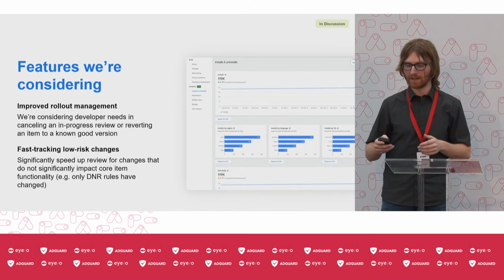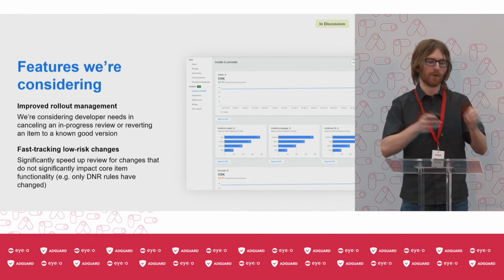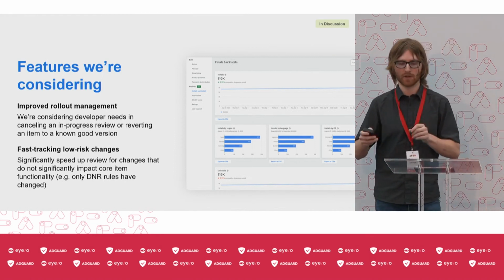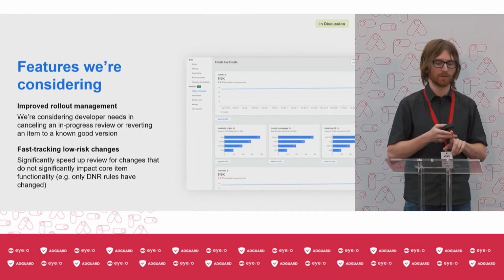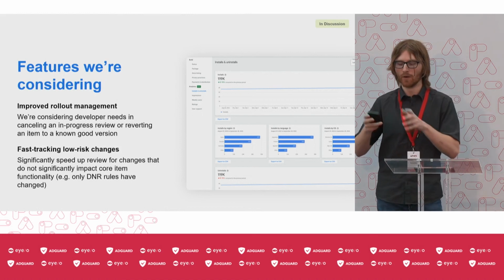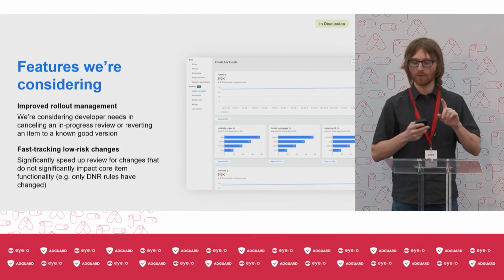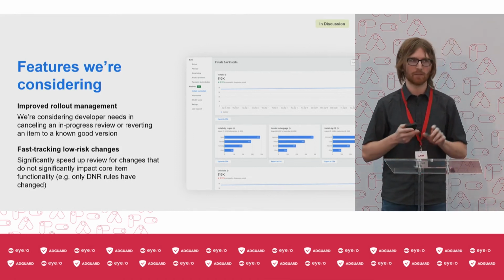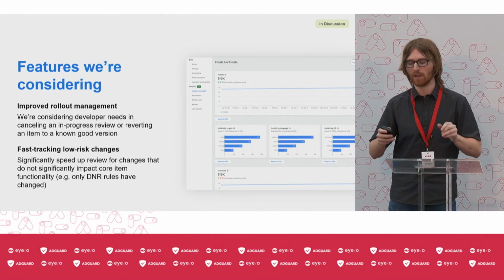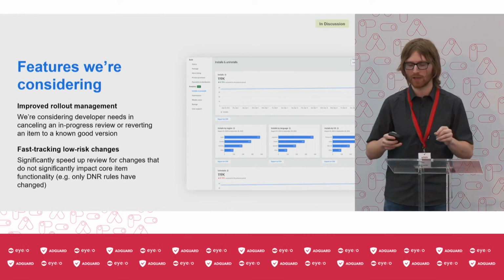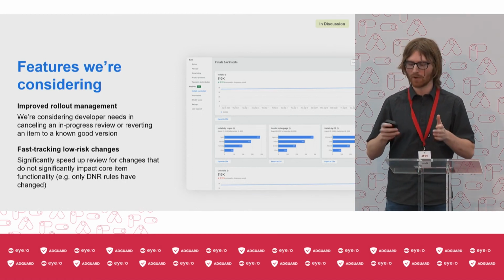So what we're considering is we're exploring ways that we can allow developers to just straight revert back to a previous version that we trust without going through review, as well as canceling in progress reviews, for instance, if you notice a bug and need to just immediately cancel the review. We're also looking at ways we can decrease review times, in particular, fast tracking low-risk changes that don't impact core item functionality, such as declarative net request rule updates, as well as other things.